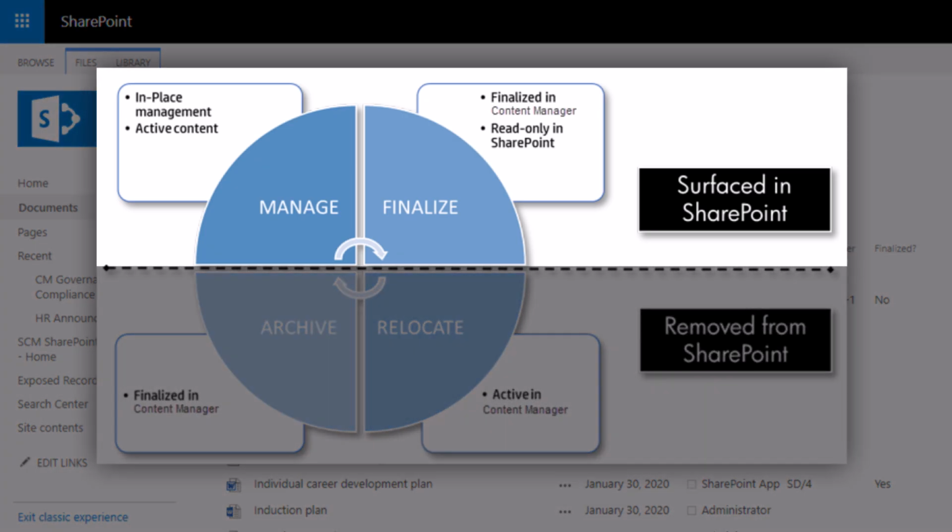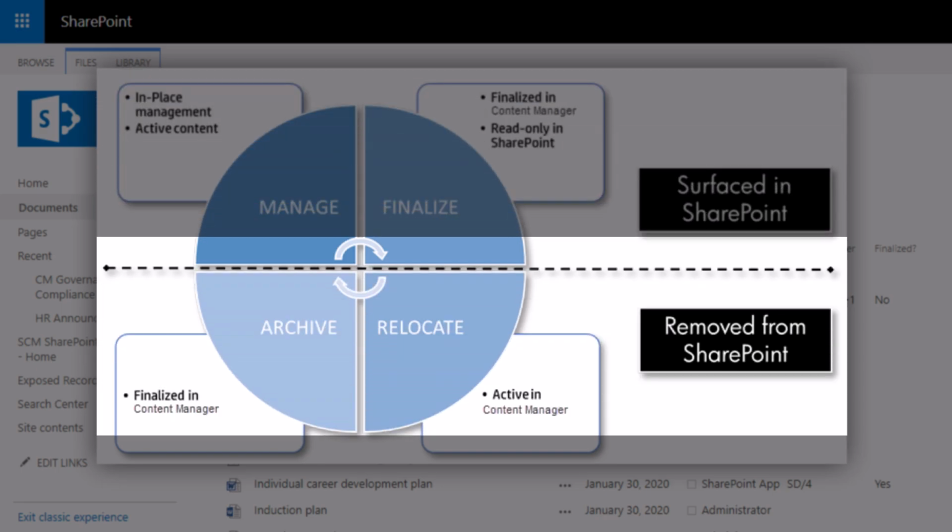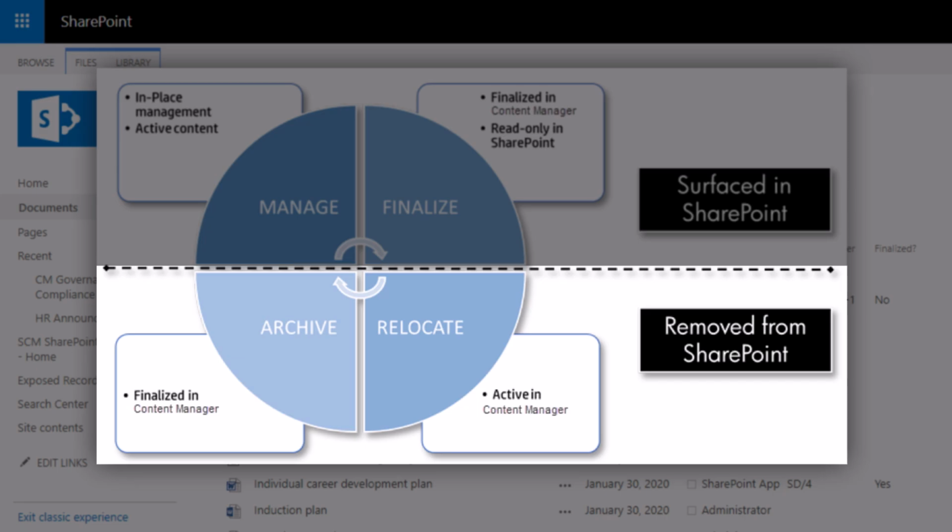Essentially, for the two states above the line, Content Manager is aware of the item in SharePoint by creating a metadata-only record. It does not have the electronic file. For the two states below the line, the item is removed from the SharePoint site entirely and exists only in Content Manager. In Content Manager, there is still the metadata portion and now the electronic file as well.